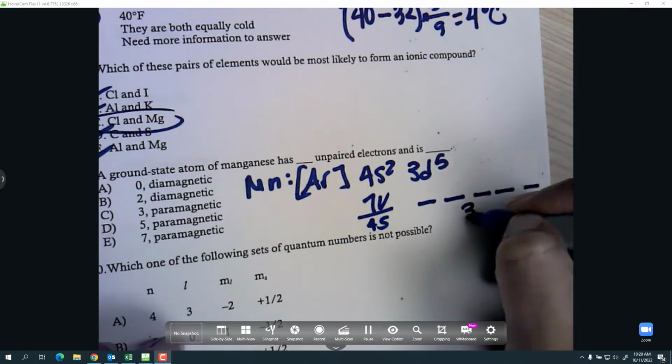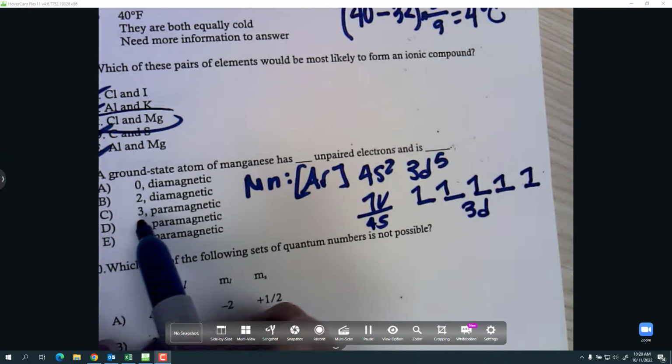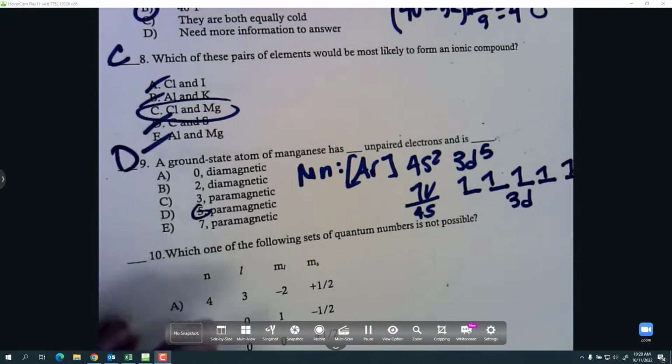Remember, D always gets 5. 1, 2, 3, 4, 5. 5 unpaired electrons. Remember, paramagnetic means there's at least 1 unpaired electron, so 5 unpaired electrons makes it definitely paramagnetic, but that was my only choice if I have 5 unpaired.